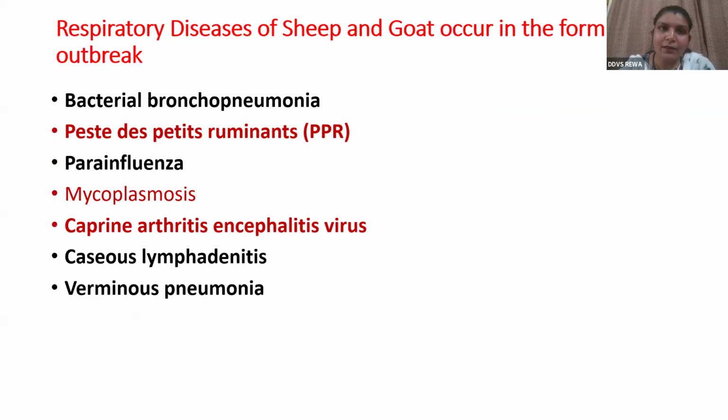So the first clinical manifestation, or syndrome, which is commonly seen in many of the diseases of sheep and goat, is the respiratory manifestation. These are the diseases which show somewhat similar clinical signs, like PPR, parainfluenza, CAE, and cases of lymphadenitis. Some of which we are going to discuss.